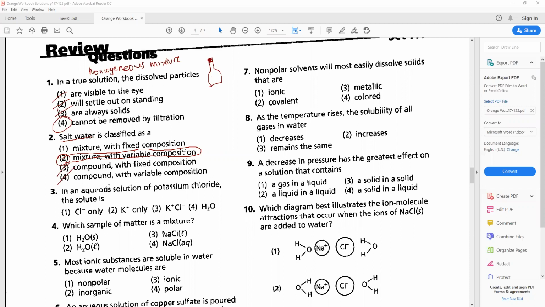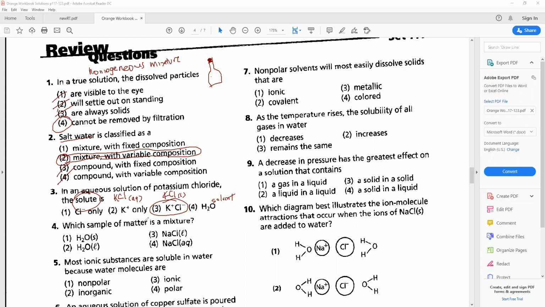In an aqueous solution of potassium chloride, the solute is the KCl. So when I have KCl aqueous, the KCl solid is the solute. When I put that into water, what happens to this ionic compound? It breaks down to K+ and Cl-. So that is your solute. This one is your solvent. And you're not going to only have K+ or Cl-. You're going to have both because it's going to break down in water.